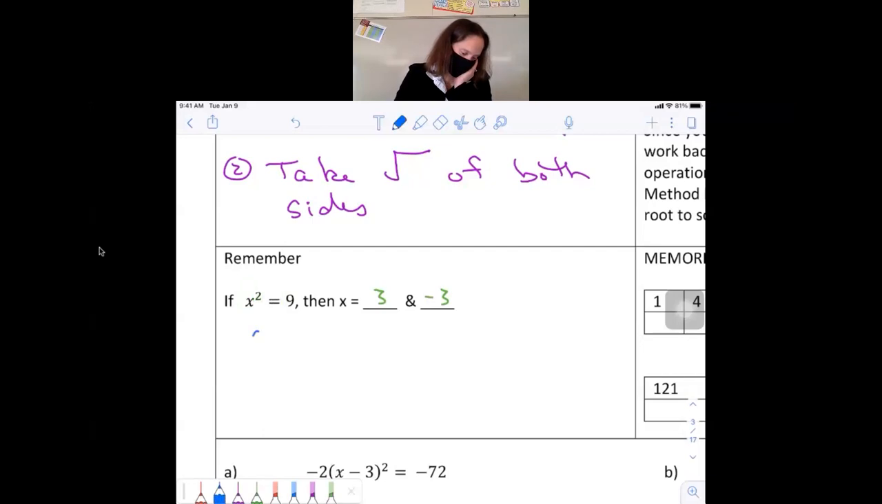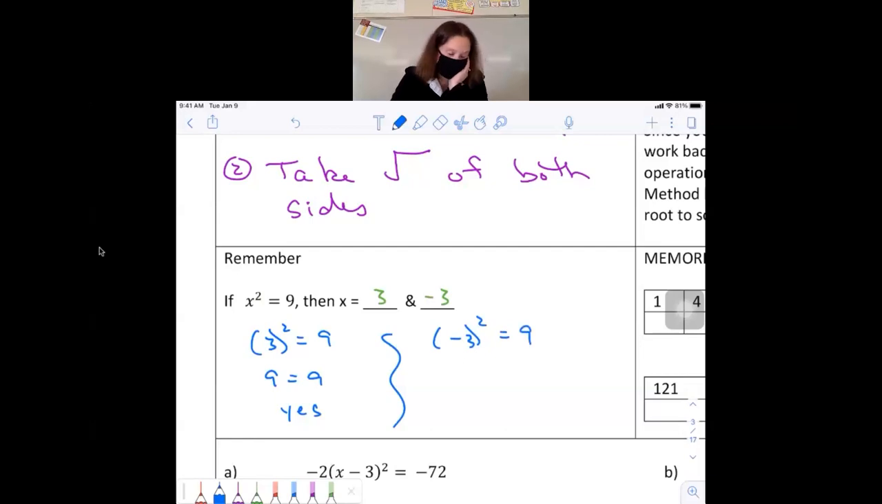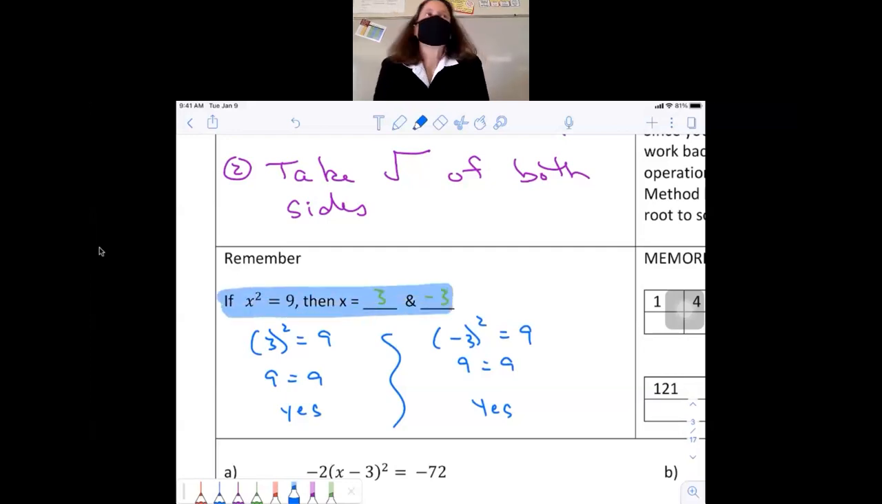Because remember, we are looking for a number times itself. Let me erase this quick. We are looking for a number times itself to be equal to 9. Is 3 squared equal to 9? Yeah. Is -3 squared equal to 9? Yeah. So this is how you get your two solutions. You cannot forget your plus or minus.